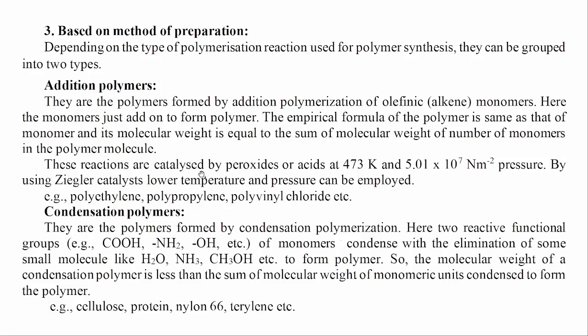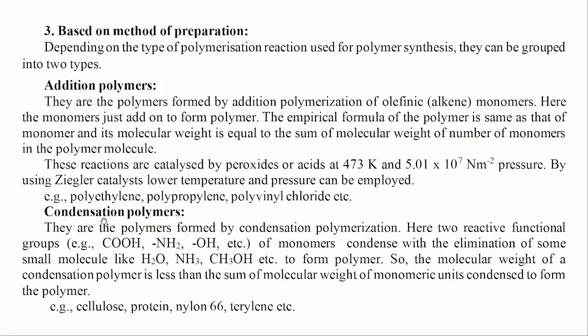These reactions are catalyzed by peroxides or acids at 473 K and high pressure. By using Ziegler catalysts, lower temperature and pressure can be employed. Example: polyethylene, polypropylene, polyvinyl chloride, etc.